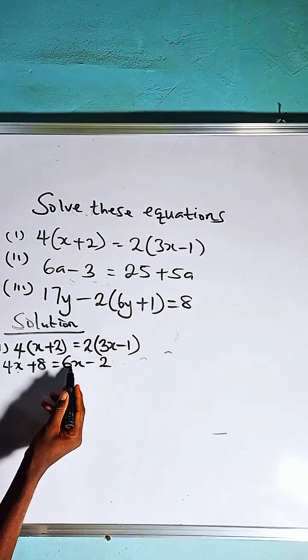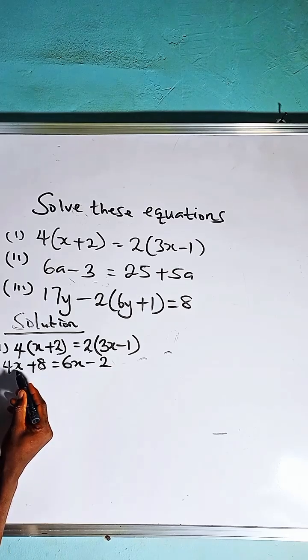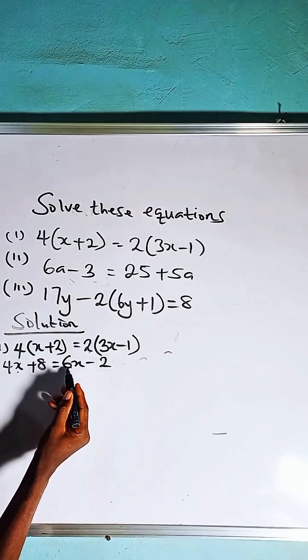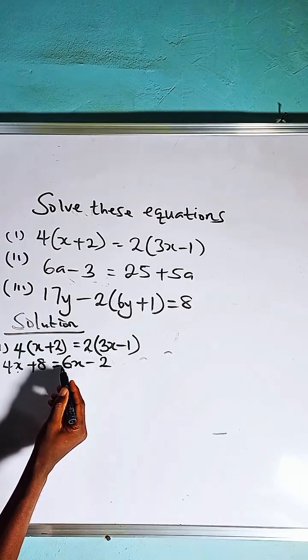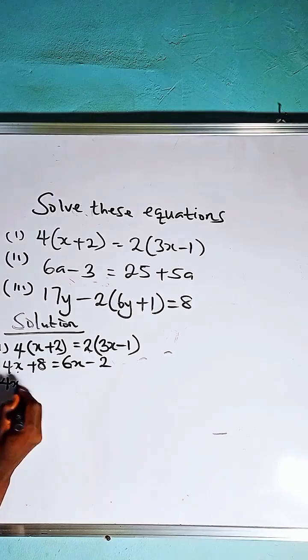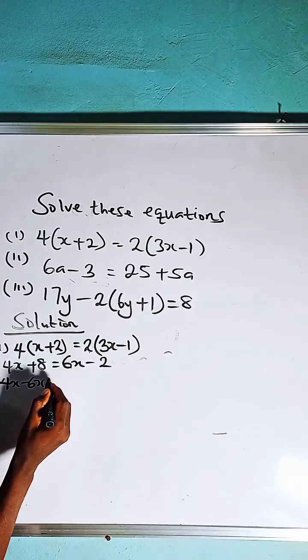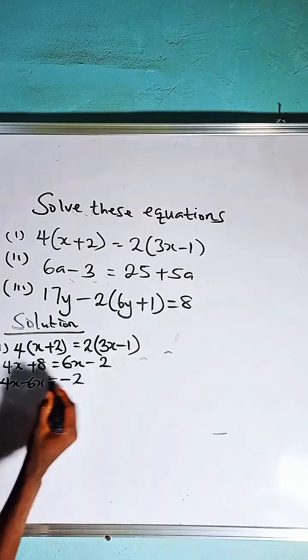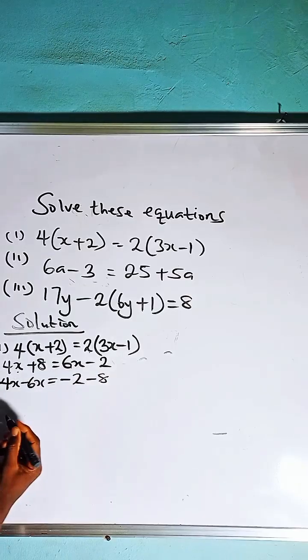The next thing we do is collect the like terms. So we have 4x on this side of the equation and 6x on this side, so we bring them together. When we bring it across, the addition turns to subtraction. So we have 4x minus 6x equals, and here we have minus 2. For plus 8, we have it as minus 8.